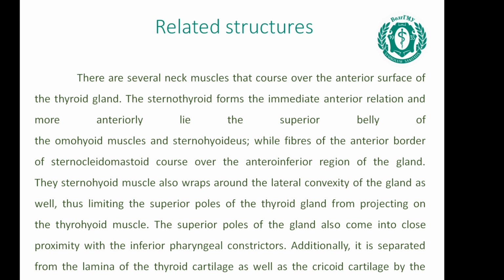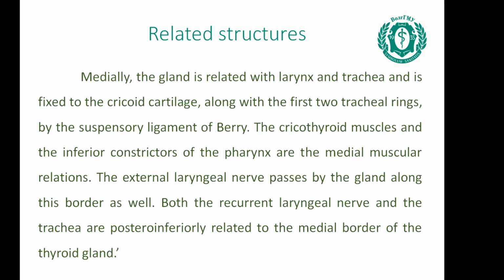The superior poles of the gland also come into close proximity with the inferior pharyngeal constrictors. Additionally, it is separated from the lamina of the thyroid cartilage as well as the cricoid cartilage by the posterior part of the cricothyroid muscle. Medially, the gland is related with the larynx and trachea and is fixed to the cricoid cartilage along with the first two tracheal rings by the suspensory ligament of Berry. The cricothyroid muscles and the inferior constrictors of the pharynx are the medial muscular relations.